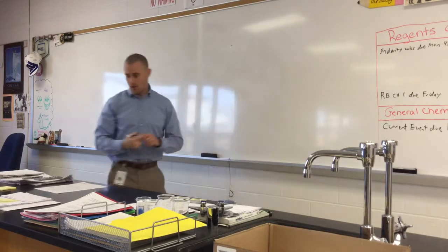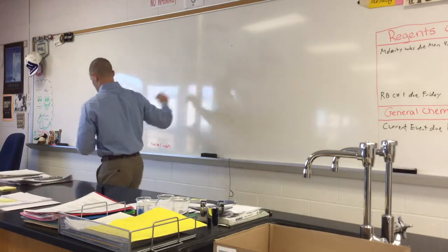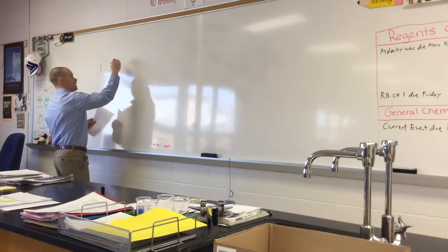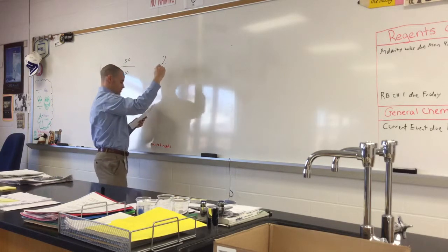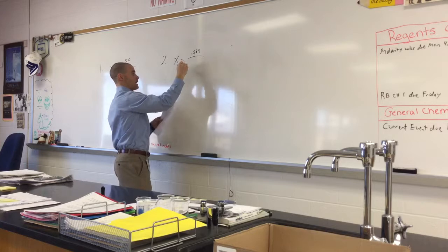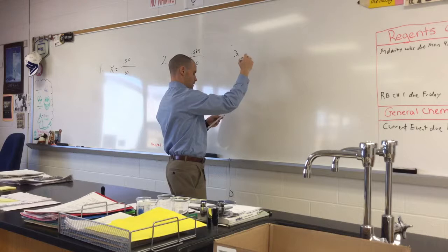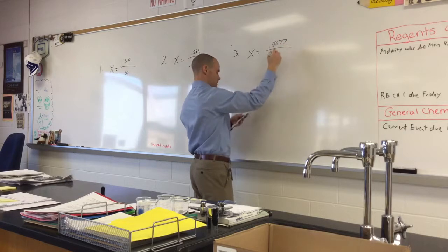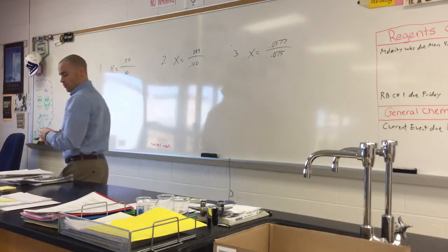All right, so here we go. I'm going to go through three at a time. I'll set up 1, 2, and 3, and then show you how to get the answer. Number 1 would be x equals 0.50 divided by 0.30. Number 2 would be x equals 0.289 divided by 0.120. And number 3 would be x equals 0.0877 divided by 0.075. So those are the three setups for number 1, 2, and 3.